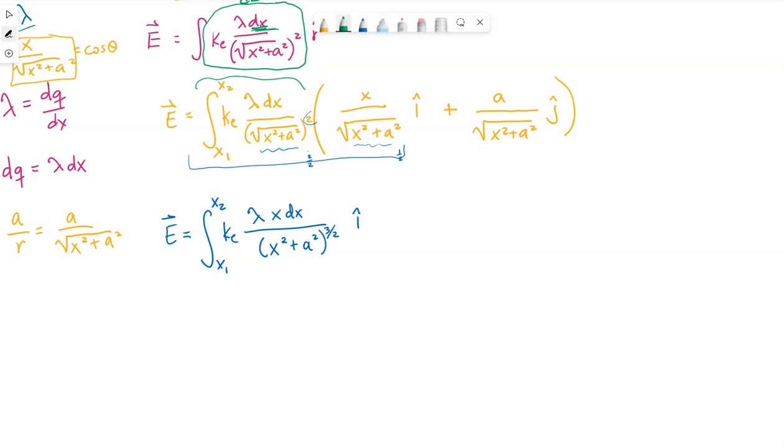then I need to take the same magnitude and multiply it over through to the y component. Let me write my a in front of my dx.